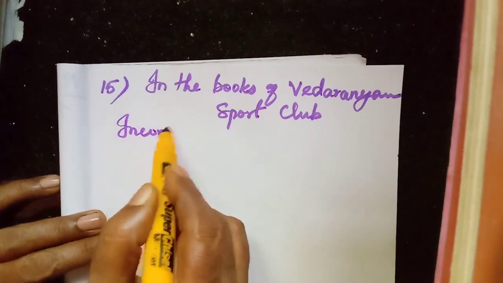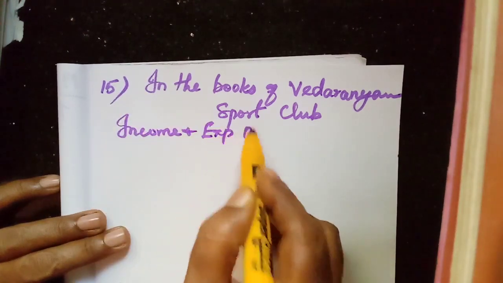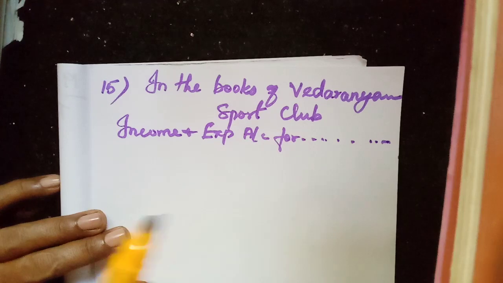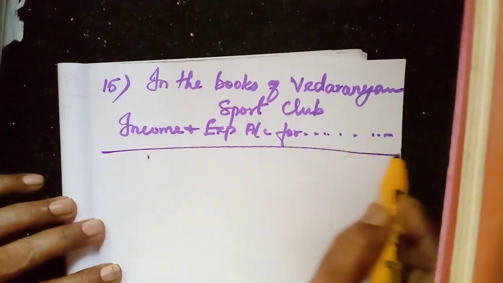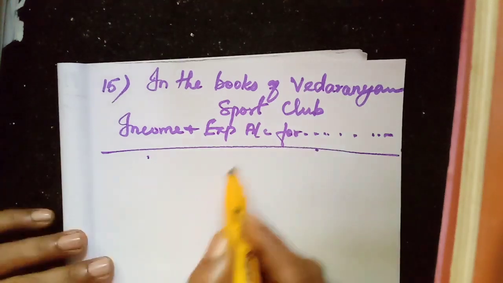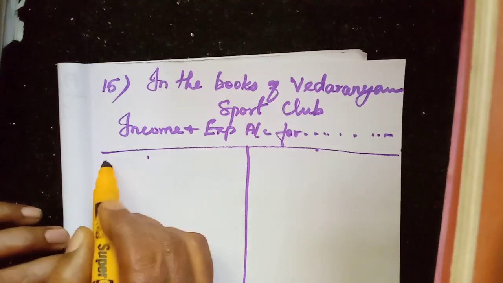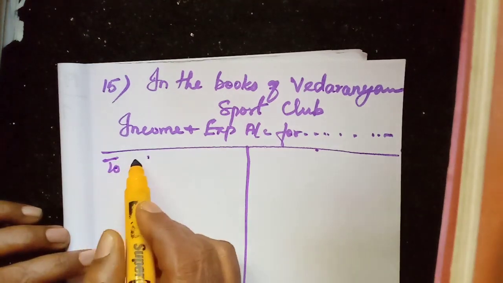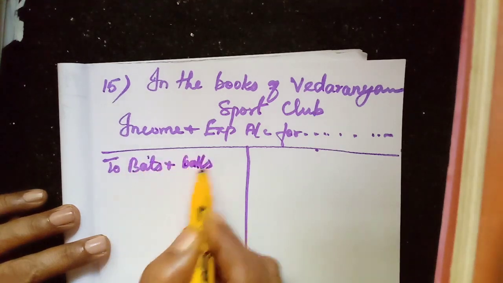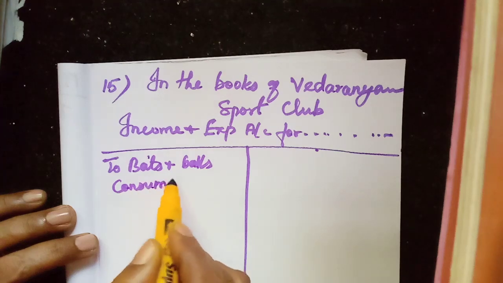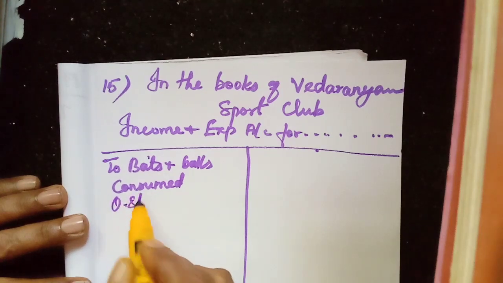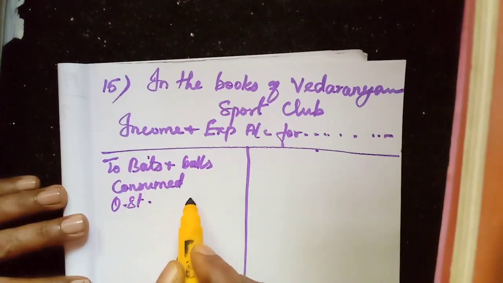Income and expenditure account for the year ended. If there is no date, you can put it like that. Now, on the debit side only we should write more, isn't it? No, sale of old bats and balls is also there. So, bats and balls consumed. We will write opening stock. Opening stock of bats and balls 3,000.